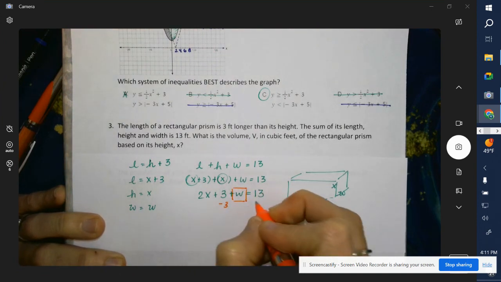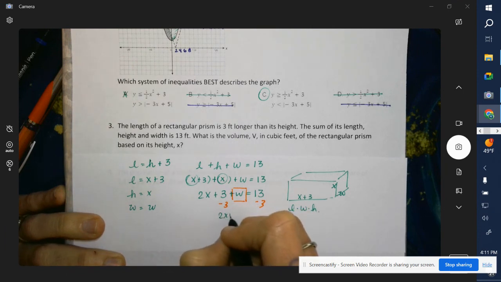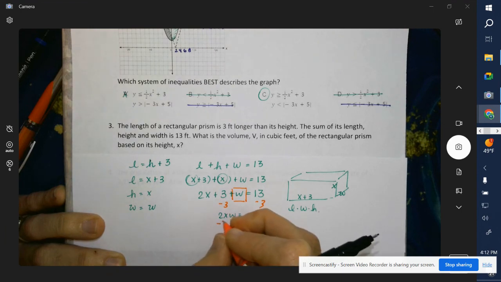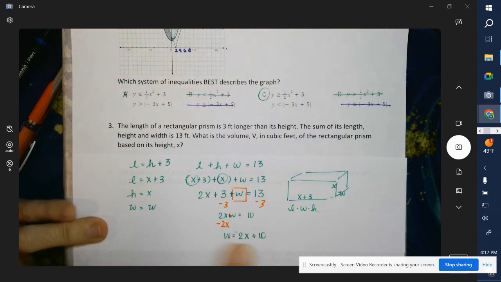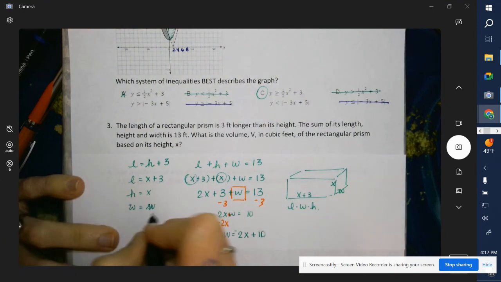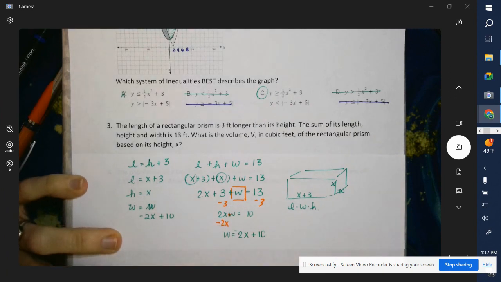So I'm going to subtract 3. And that's going to give me 2x plus w equals 10. And then I'm going to subtract 2x from both sides. I'm sorry, I left off the plus. And that's going to give me w is equal to negative 2x plus 10. So now I have my width. Now my width is equal to negative 2x plus 10.